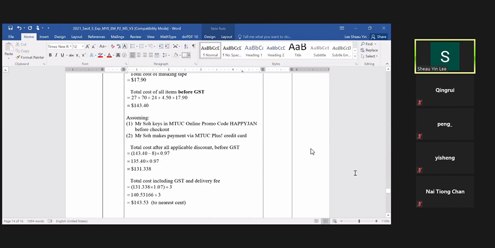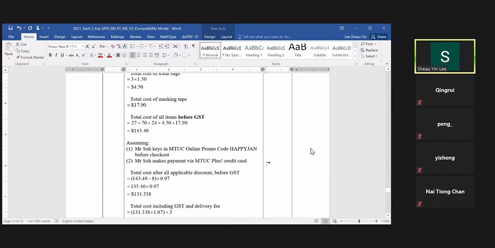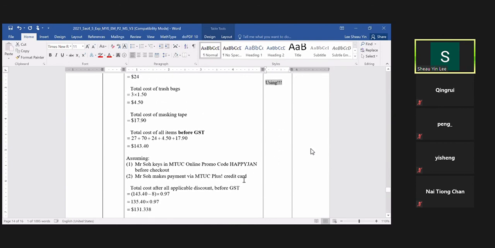So a lot of you, I write down the word assumption in red because you never give me the assumption. Mr. Kua wants to see the words "using promo code" or "using credit card". He wants to see this magic word. I asked him, what if the student only writes credit card? Can or not? He said cannot. He wants to see this magic word called "using". All right? So if you don't have the word "using", I can't give you the assumption mark.